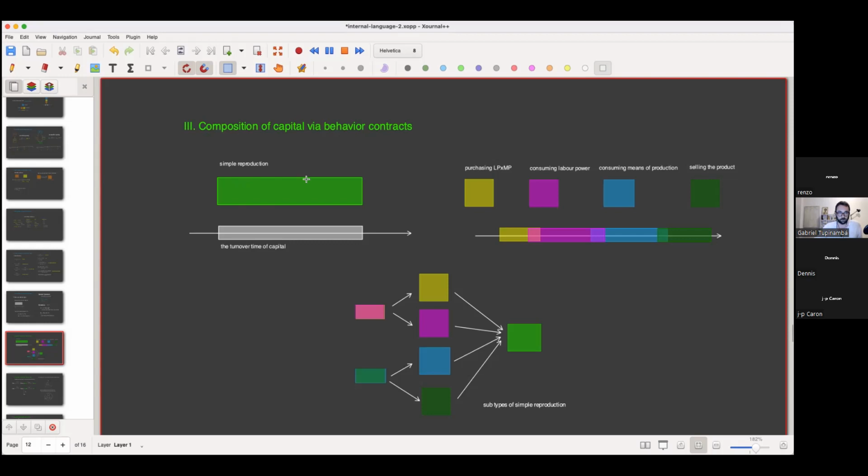So imagine simple reproduction is a behavior type. So all the things that go into what we talked about last time: buying labor power and means of production, putting them to work, right, consuming them in the act of production, taking that product and going and selling it, and then taking that money and starting over again, right?